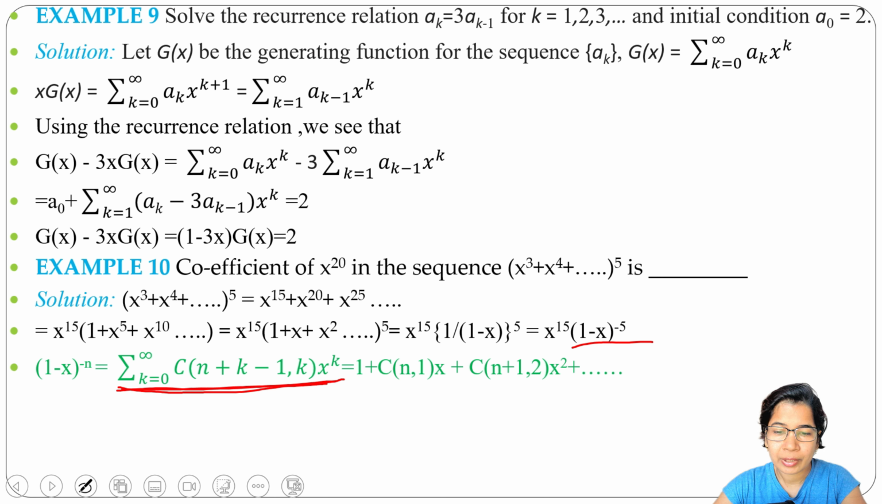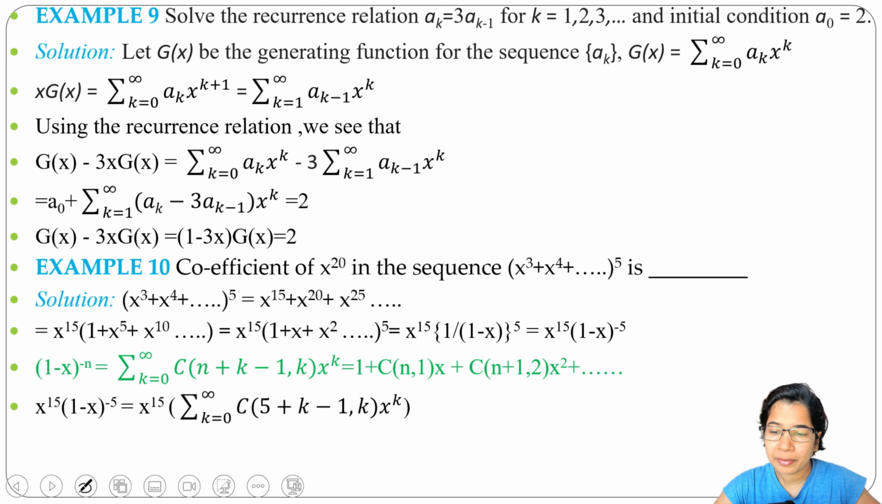Now just substitute this in place of (1 - x)^-5, with n equal to 5. So x^15 (1 - x)^-5 equals x^15 times the summation of k = 0 to infinity of C(5 + k - 1, k) x^k. Now 5 minus 1 is 4, so x^15 times the summation of k = 0 to infinity of C(4 + k, k) x^k.